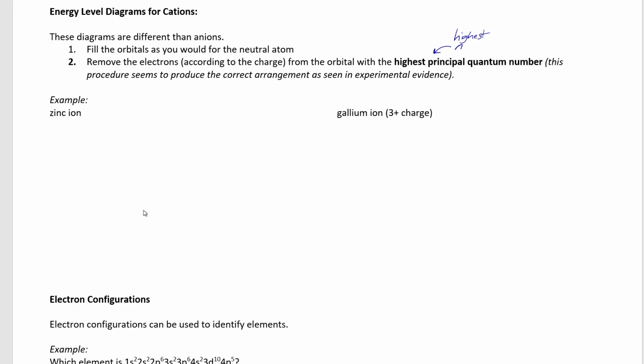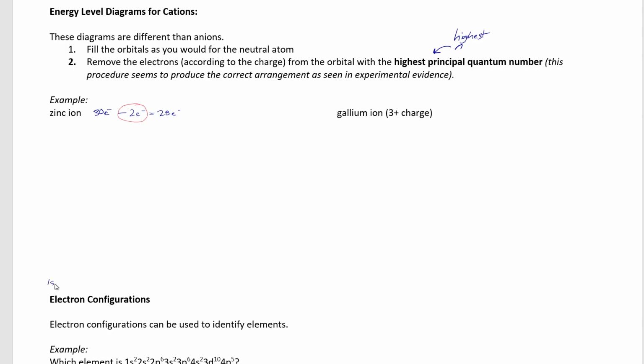What I mean by that is, let's take a look at zinc. Zinc normally has 30 electrons when it's electrically neutral. The zinc ion has a 2 positive charge, which means that it loses 2 electrons. And so we will have 28 electrons to place within the diagram. I am going to first do my 30 electrons, and then subtract 2 electrons from it.